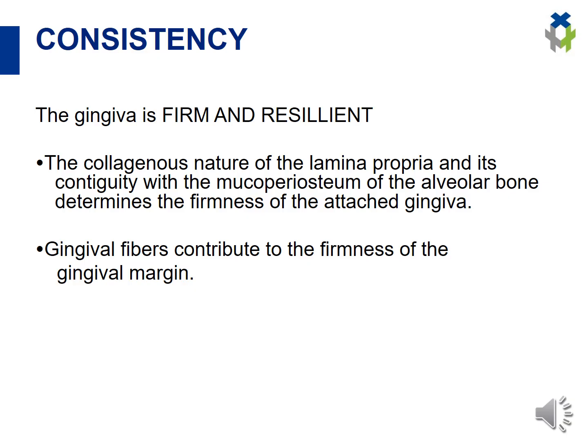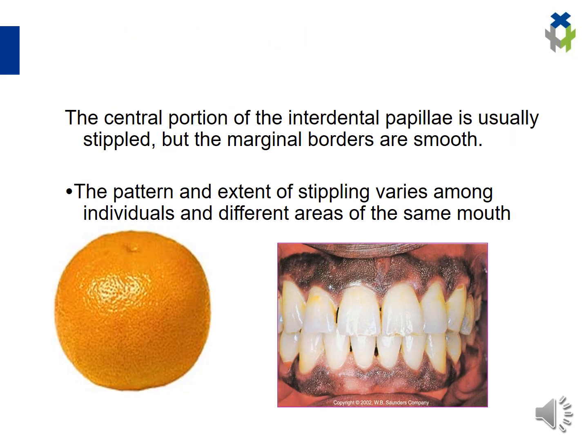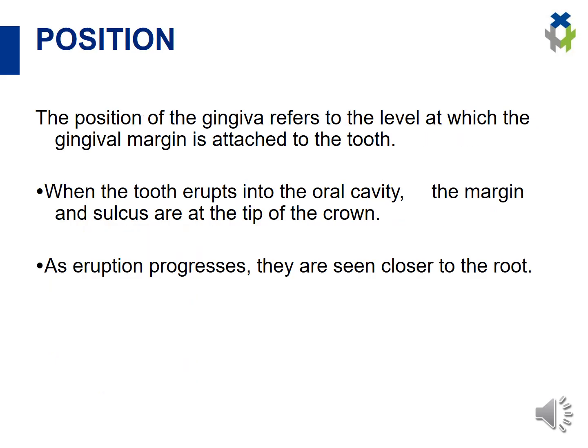The gingival fibers contribute to the firmness of the gingival margin. The surface texture is described as stippling. Stippling is a form of adaptation and reinforcement for function. It is best viewed by drying the gingiva. The central portion of the interdental papilla is usually stippled, but the marginal borders are smooth. The pattern and extent of stippling vary among individuals and different areas of the same mouth.